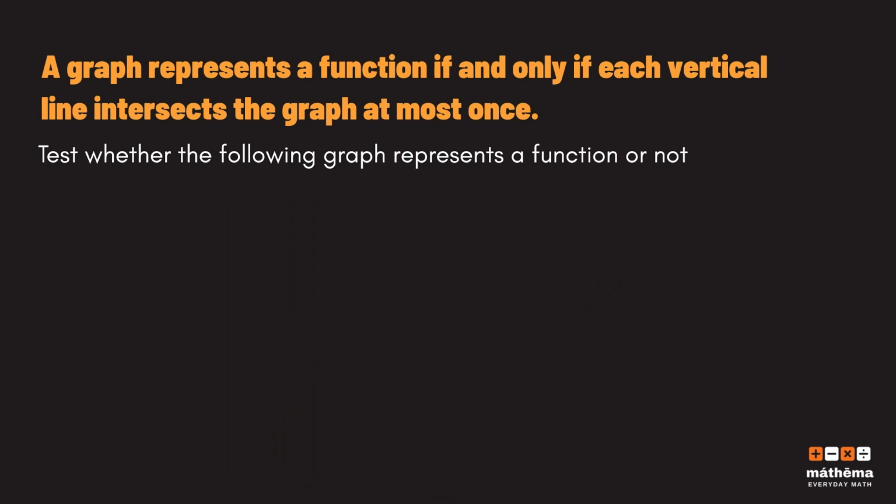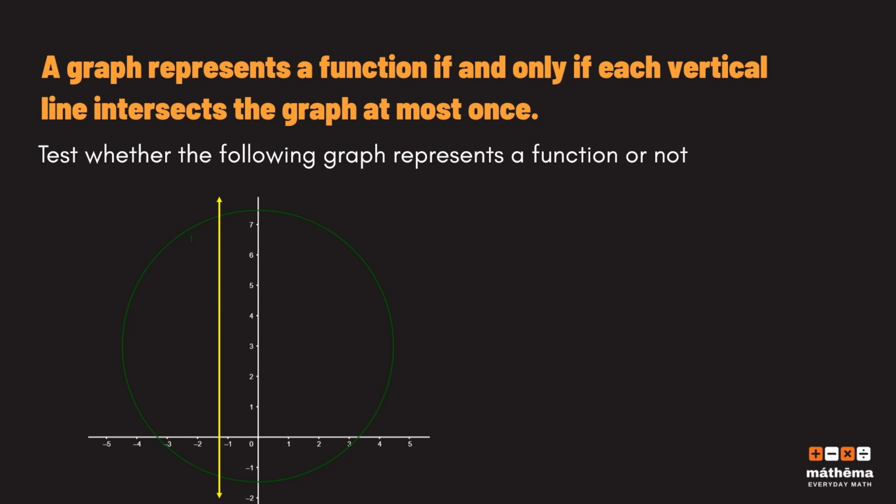Next example, how about this graph? A graph of a circle. If we drop a vertical line, how many intersections are there? We have one, and then we have another here. We have two. Again, based on the definition, a graph represents a function if and only if each vertical line intersects the graph at most once. In this case, we have two intersections. Therefore, from this alone, we can say that this is not a function.